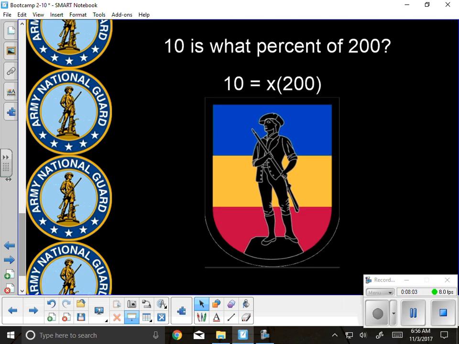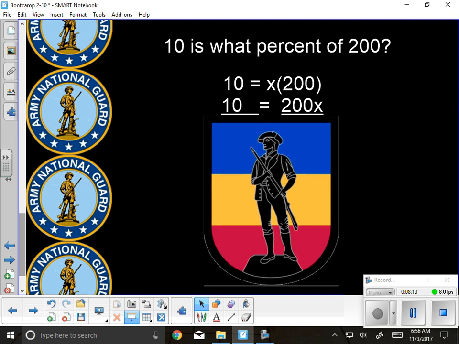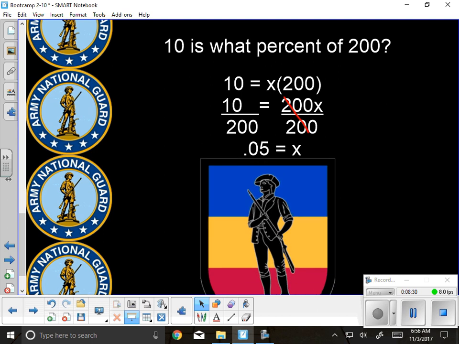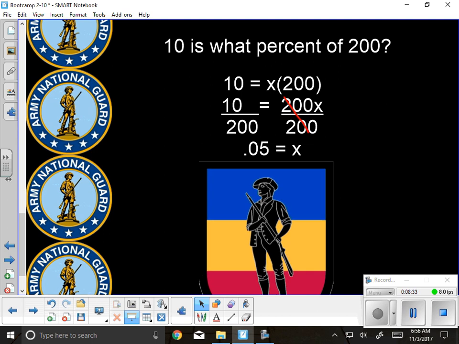In order to do that, we're going to set it up just like how the equation said. We're going to have 10 equals x times 200, because remember, we're trying to figure out what percent. From here, multiply the numbers together. 10 is already simplified, so x times 200 equals 200x. Divide both sides by 200 because we want to get x alone. When we do that, the 200s cross out, and you're going to be left with 10 over 200. You end up with 0.05 equals x.